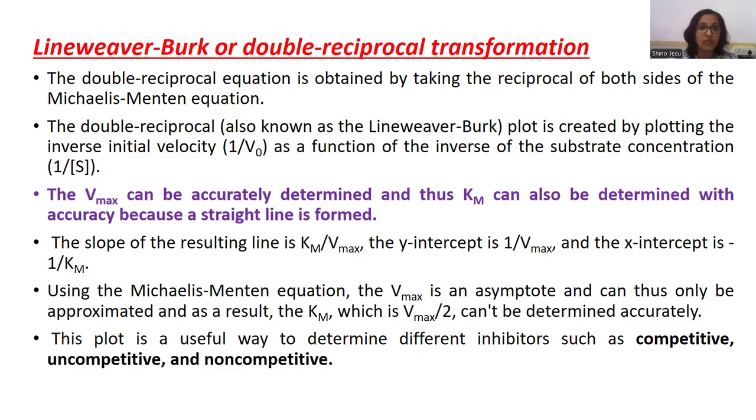The slope of the resulting line is Km by Vmax, the y-intercept is 1 by Vmax, and the x-intercept is minus 1 by Km. Using the Michaelis-Menten equation, the Vmax is an asymptote and can only be approximated, and as a result, the Km, which is Vmax by 2, cannot be determined accurately. This plot is a useful way to determine different inhibitors such as competitive, uncompetitive, and non-competitive inhibitors.